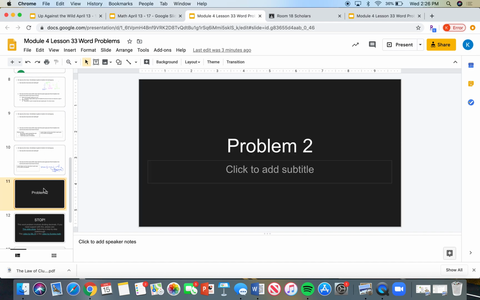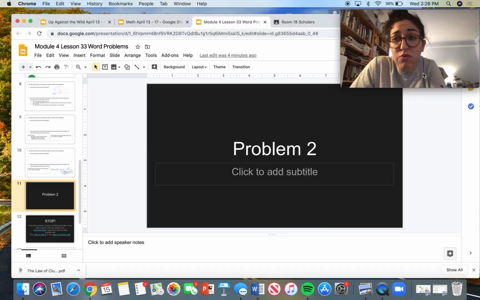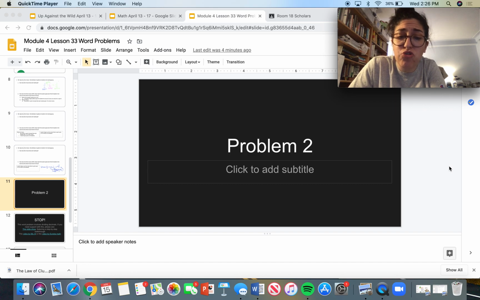I'm now going to be working on the second problem from this slideshow, which is going to be very, very helpful, I think, when you are working on your exit ticket. It is the same exact concept that is covered in your exit ticket. It's just a different word problem.